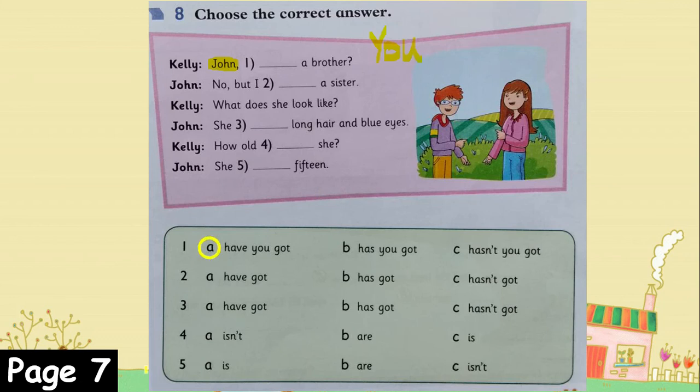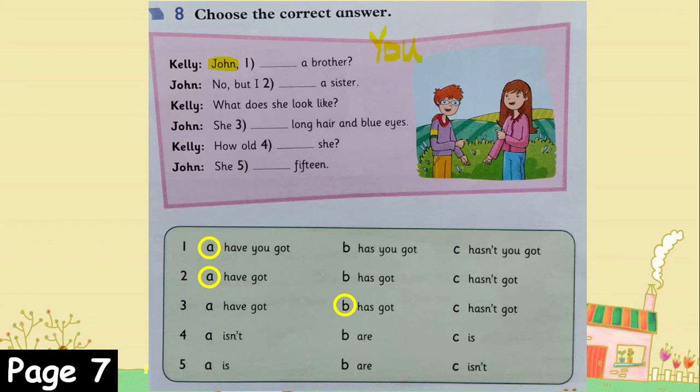John, have you got a brother? And then John answered, no, but I followed by have. So you're going to say, no, but I have got a sister. So the answer is letter A. Next, number 3, the question is, Kelly, what does she look like? She will always be followed by has. So you're going to say, she has got long hair and blue eyes.